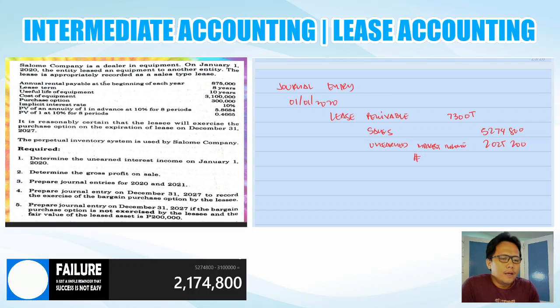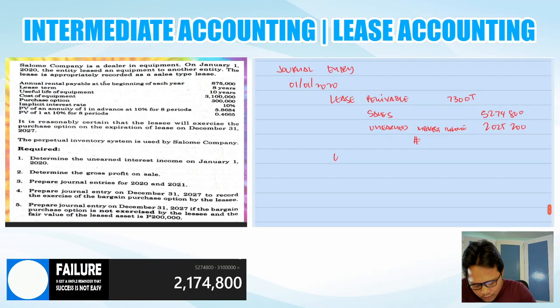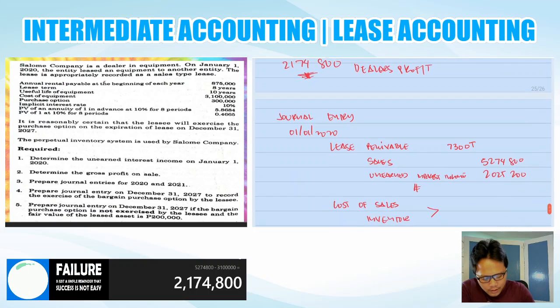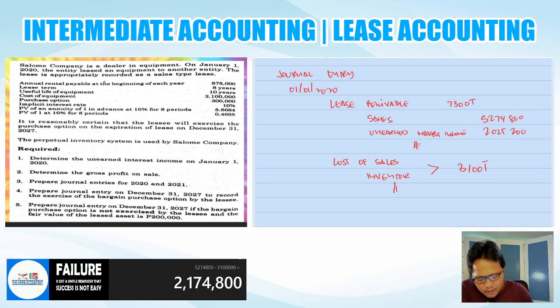Now, the second entry, because we need to make two. Actually we can combine this, but for the sake of discussion, let's just make two entries. We will recognize the normal entry if we are using the perpetual inventory system, which is the debit to your cost of sales, credit to your inventory at the cost of the asset, this 3,100,000. Okay? So that is our entry for the initial recognition.